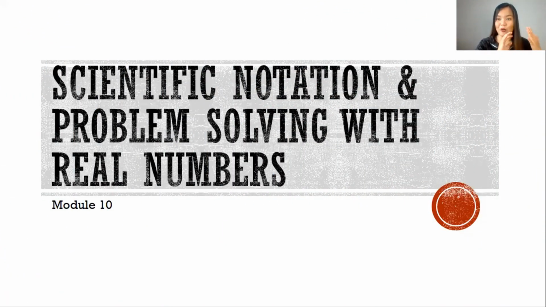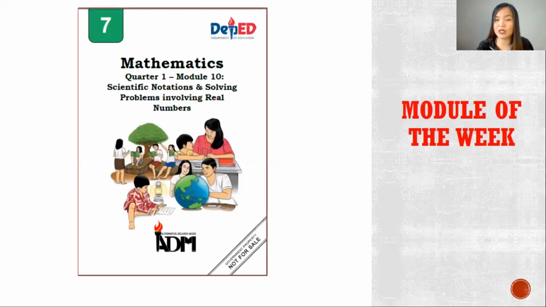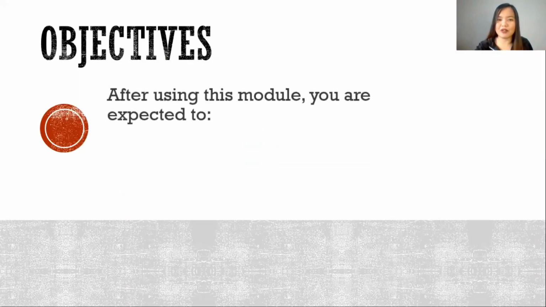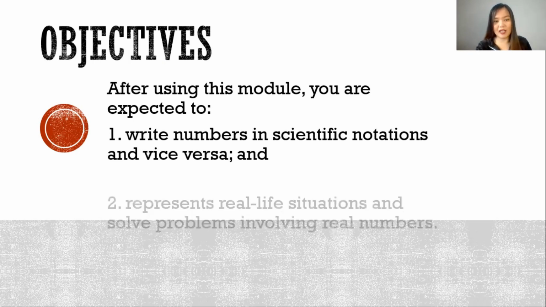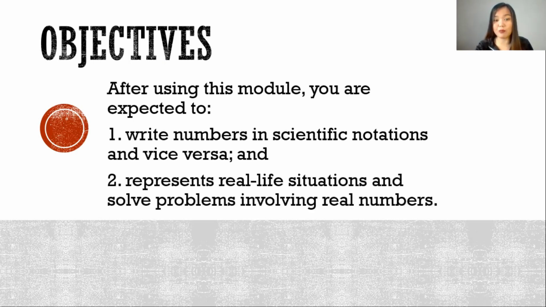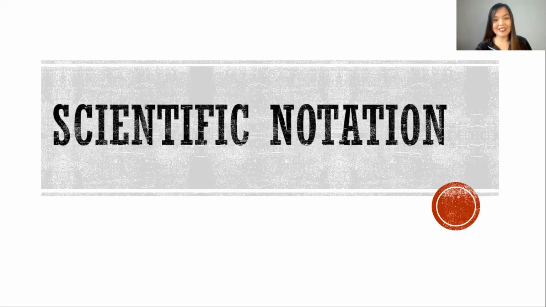Okay, so we are now in week 8 with module 10, scientific notation and problem solving with real numbers. As I have said earlier, we are having two lessons, scientific notation and problem solving with real numbers. So your module for the week is this one. After using this module, you are expected to write numbers in scientific notation and vice versa, and represent real-life situations and solve problems involving real numbers. So, let's start with the scientific notation.